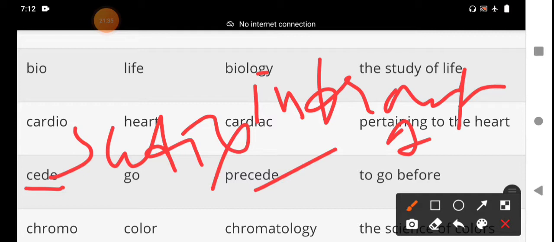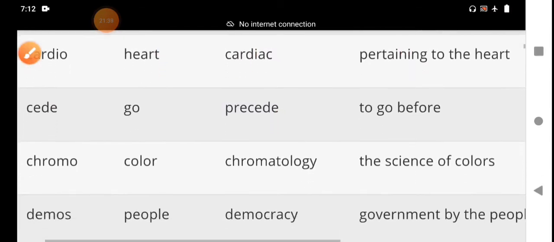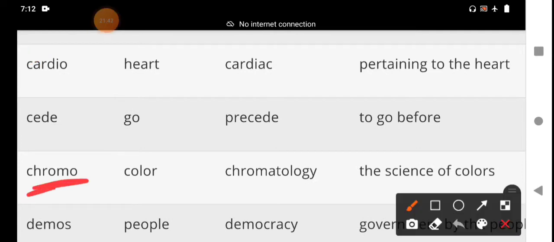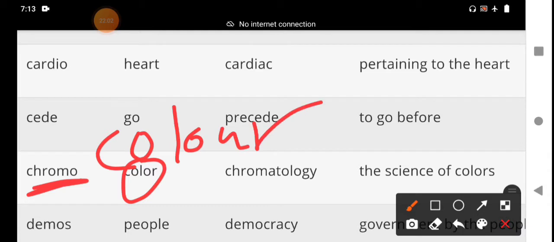Next word, we should go to the next word, chromo. What is the meaning of chromo? Chromo means color. Here the spelling is the American spelling. We should not follow the American spelling in the vocabulary part. We should follow the British spelling, C-O-L-O-U-R, colour.